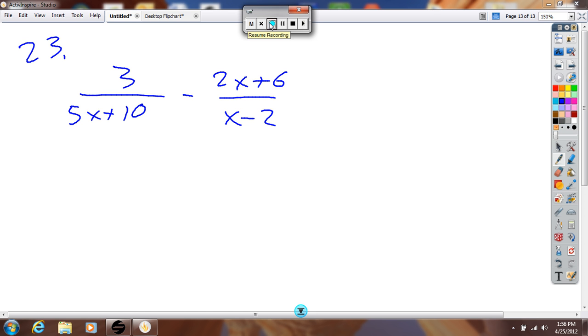Okay. We've got this problem, number 23. We need to take the bottom, the denominators, and factor. How do I factor this? Take out the 5. Gives me x plus 2.